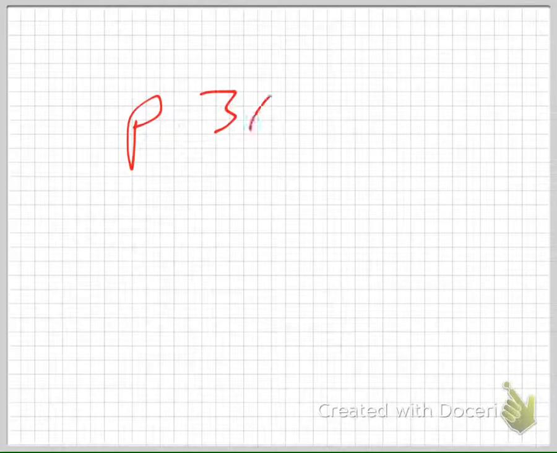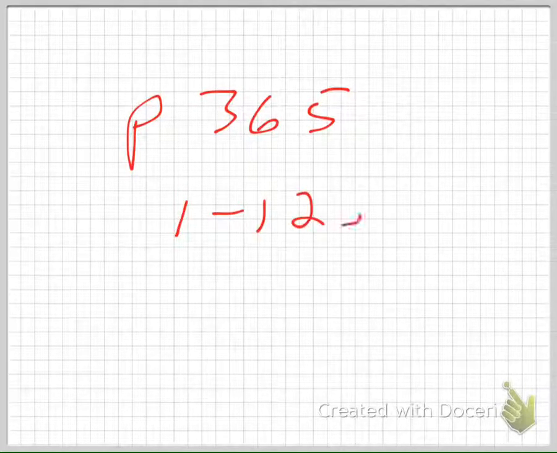So you guys know what to do here. Your assignment is this. It is page 365, 1 through 12, even. Yes, number 12 is a word problem. You can handle it, right? You can handle it.